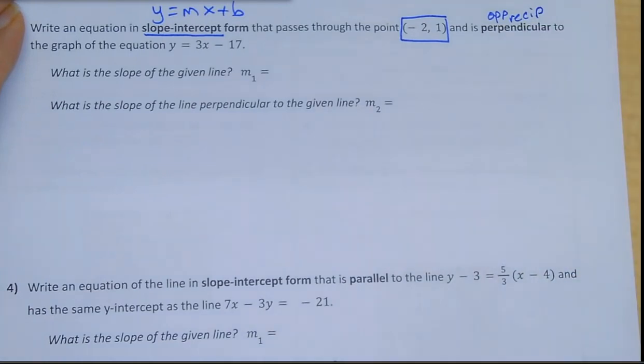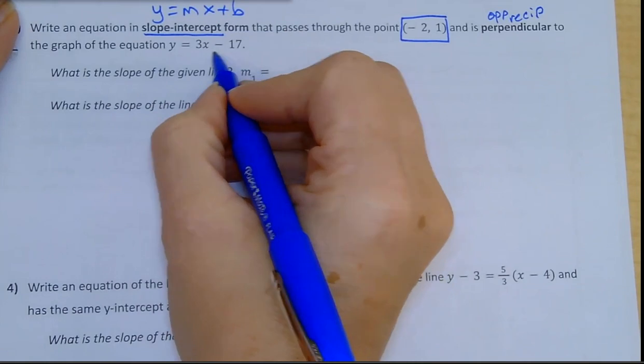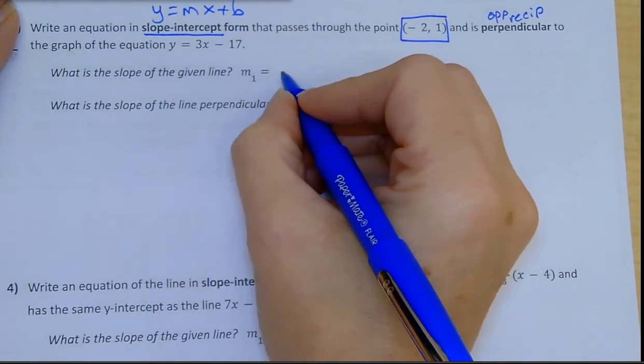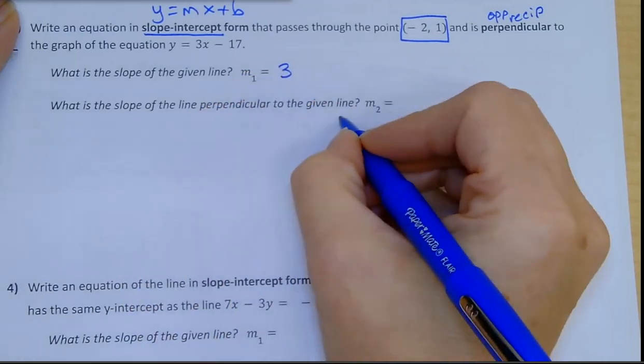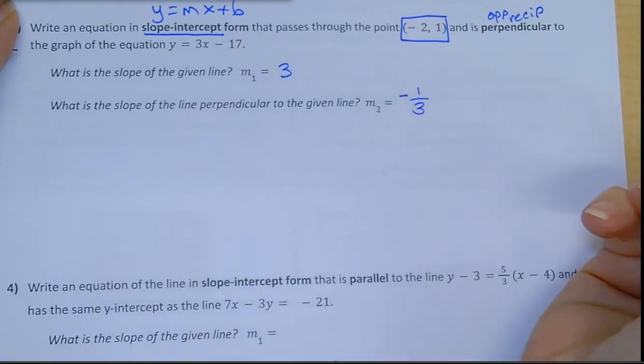Okay, opposite reciprocal slope. It's going to be perpendicular to the line represented by this equation. My original slope is 3, so the slope I need is going to be opposite reciprocal, negative 1/3.